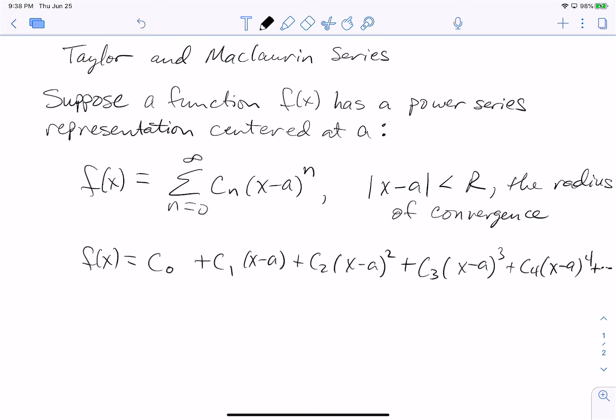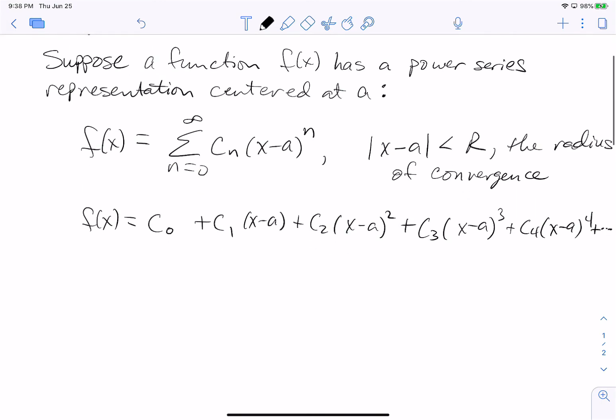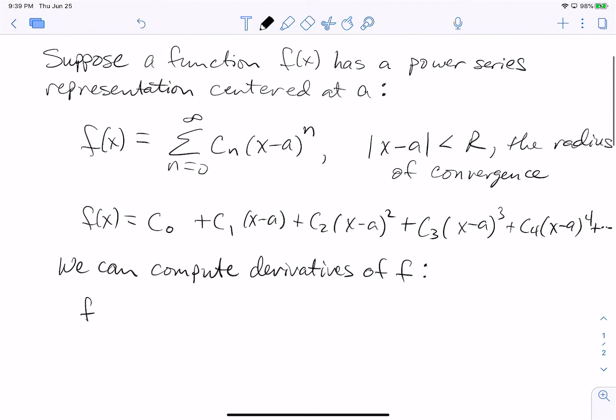For reasons unbeknownst to us, we are going to compute derivatives because we can, and for the derivatives of f, we're just going to use the power rule. F prime of x is equal to c sub 1 plus, and what just happened? C sub 0 was a constant. When I differentiated, it went to 0. C sub 1 was a coefficient of a linear factor of x. Well, it was x minus a. But when I differentiate that, the x drops out. I end up with the constant c sub 1.